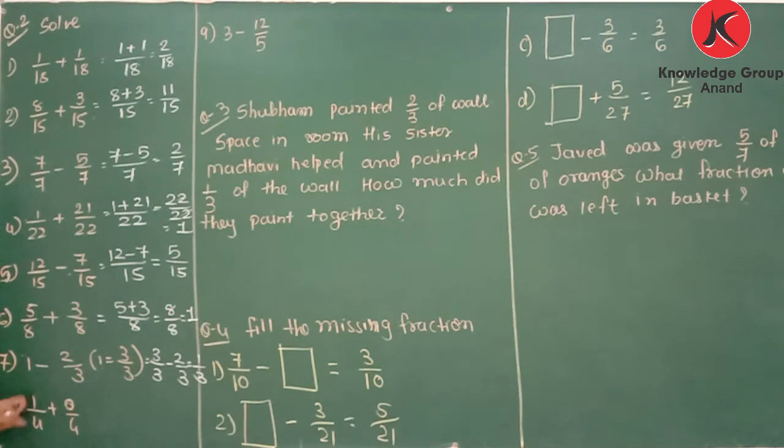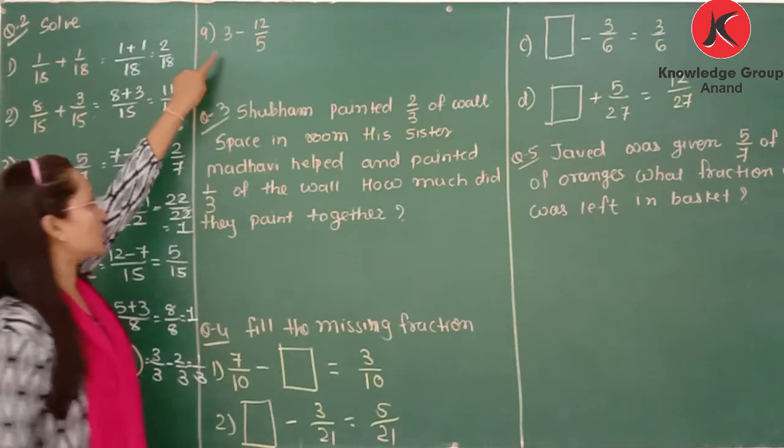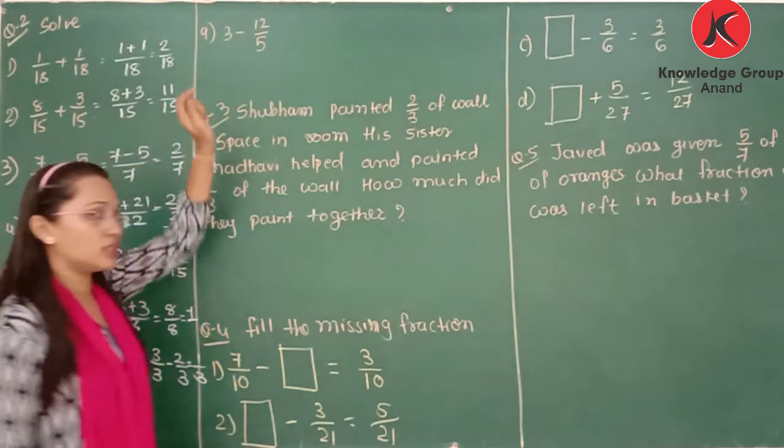Now for this, 1 by 4 plus 0 by 4. If you add 0 to any fraction, the answer stays the same. So it is 1 by 4. Clear? Next is 3 minus 12 by 5.